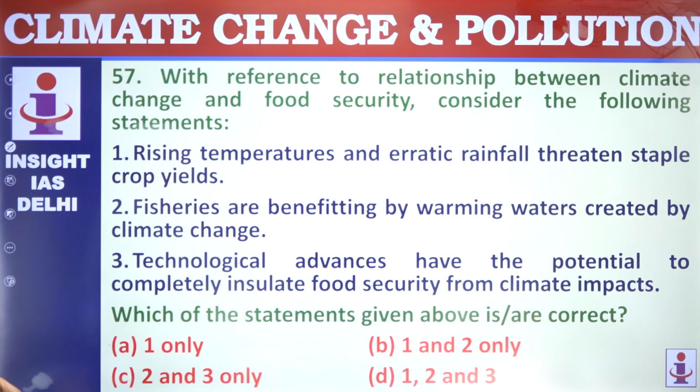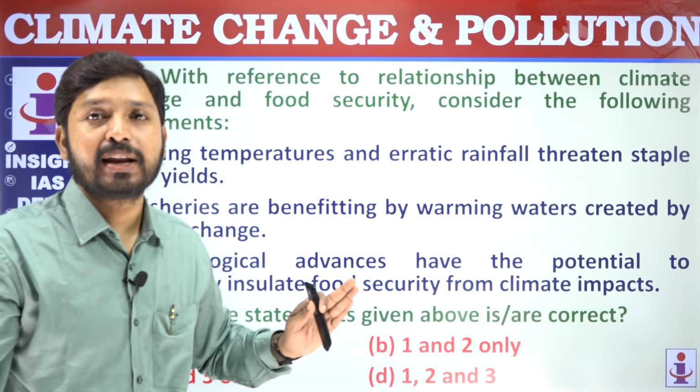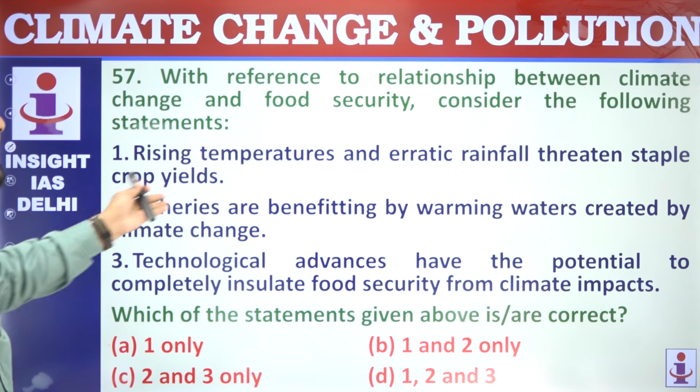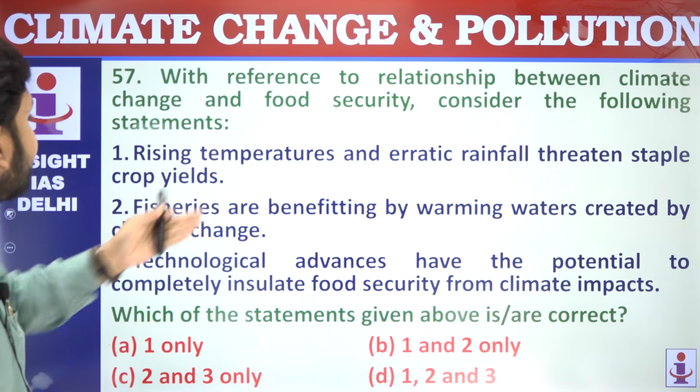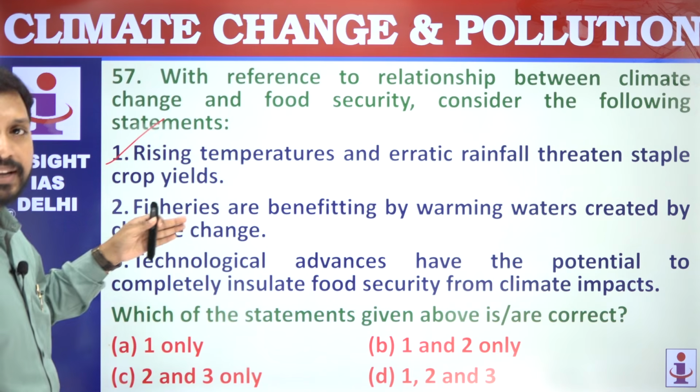Next one, with reference to relationship between climate change and food security, consider the following statements. Okay, how climate change and food security are related? Let's read. Rising temperatures and erratic rainfall threaten the staple crop yield. This is the right statement.